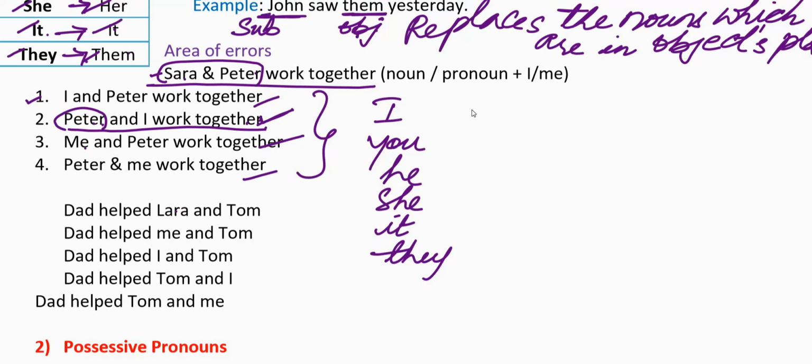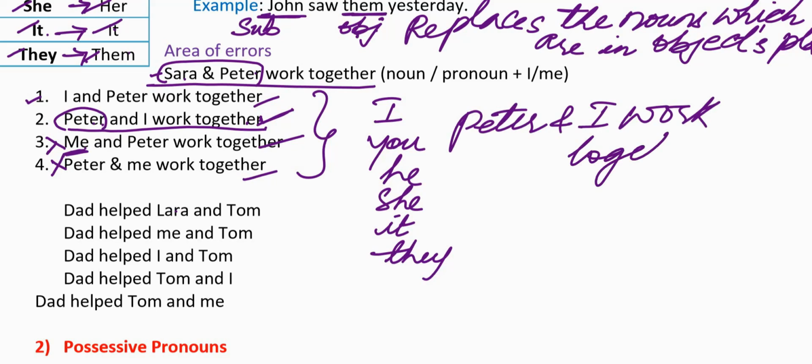She cannot say me and Peter work together because me here is not the subject pronoun. We need subject pronouns, not object. This is incorrect. And this is also incorrect. So the correct form of the sentence is Peter and I work together. Who is I here? Sarah. Now this was an example of the subject pronoun.